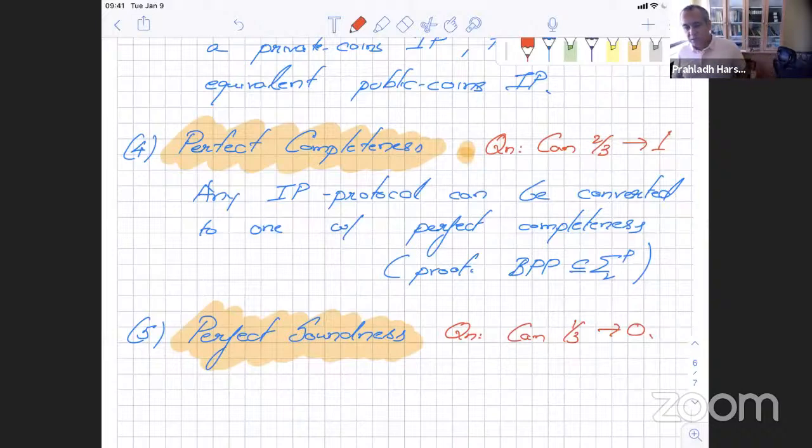The earlier one, I didn't show you how to do it. It will be a problem. It's a non-trivial problem, the proof, but it is something that can be done, and it's similar to the proof that BPP is in sigma 2p. You can show that you can drive 2/3 to 1 all the time. The question is, can you drive 1/3 to 0?